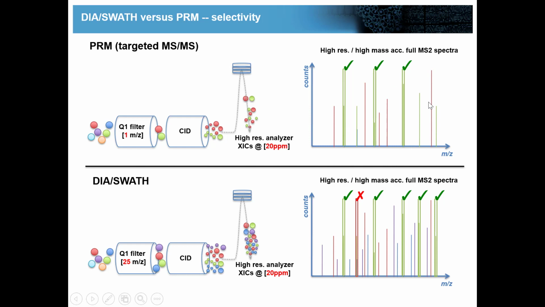And now this is actually really nice, because we have both a very selective Q1, and we also have very selective data because of the high resolution MS2. And so that means that essentially this is the most selective method out of the 3 that we've been talking about. So we have very high selectivity there, but it's not comprehensive, unlike DIA.